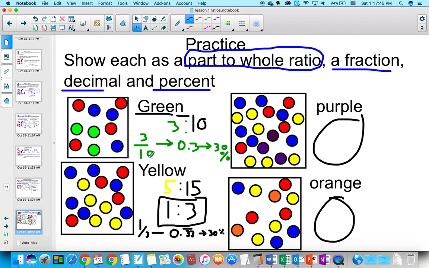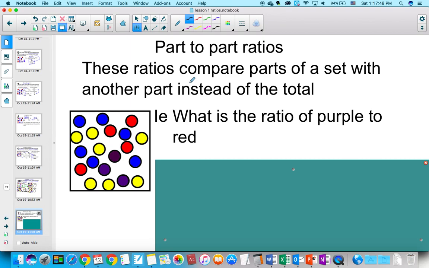So, part-to-part ratios. These are ratios that compare parts of a set to another part instead of the total, right? So we have two parts that we're looking at. And so we have this set of marbles, and we're looking for the ratio of purple to red.